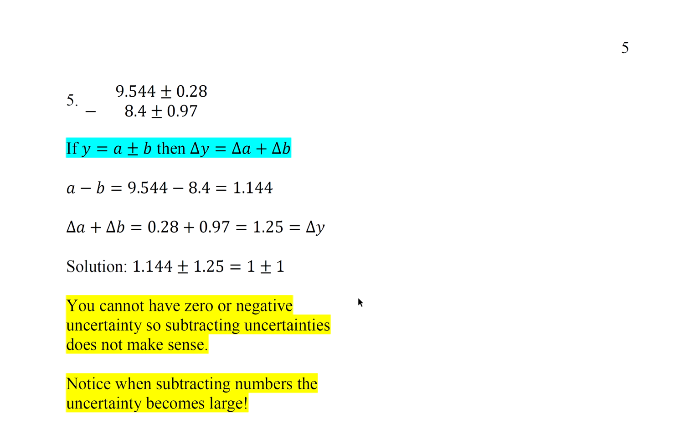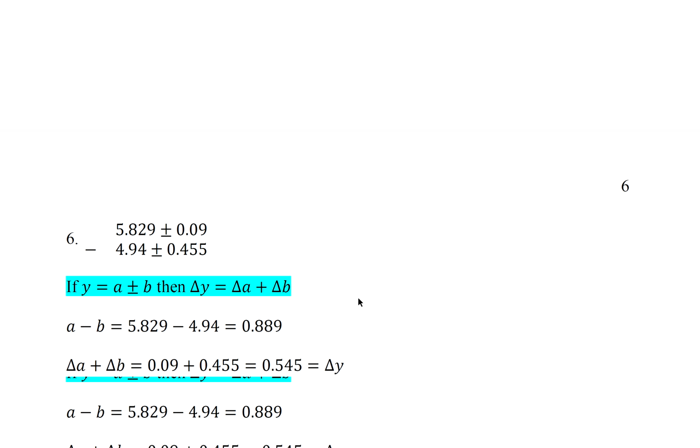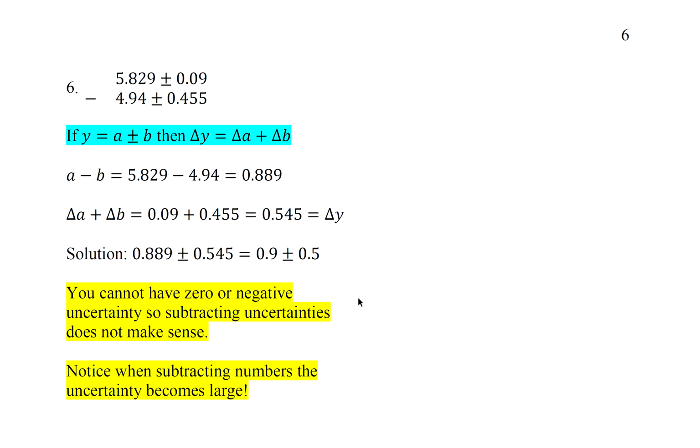Question 5, we're subtracting uncertainties. You could do this yourself. It's very similar to question 4. Question 6, we're subtracting two values again, but we're adding the uncertainties as usual because we're using this equation in blue.